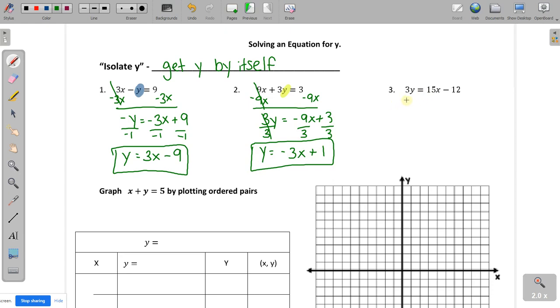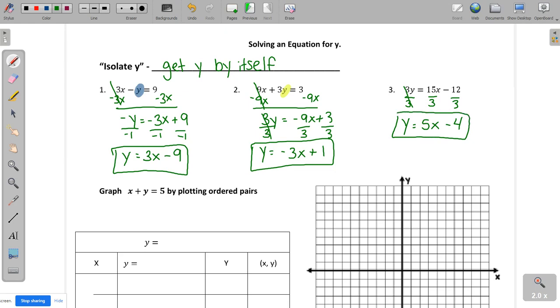Okay, let's check it. So we have y on the left-hand side by itself, but we have the 3 attached. So that's being multiplied, so we have to divide everything by 3. So we get y to equal 15 divided by 3 is 5x, and -12 divided by 3 is -4, so -4.